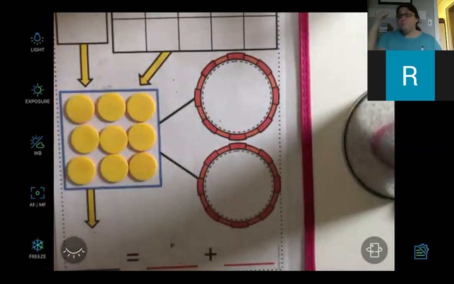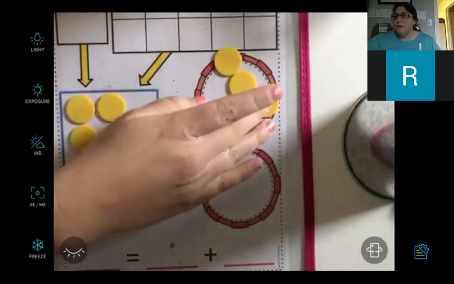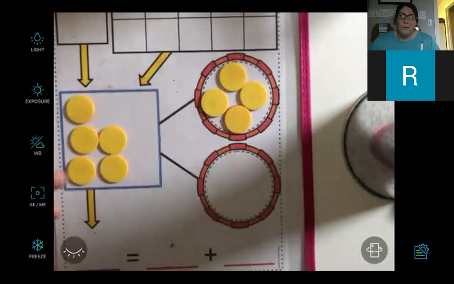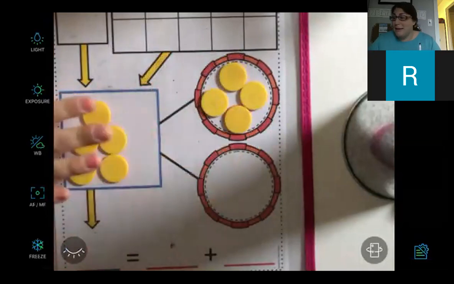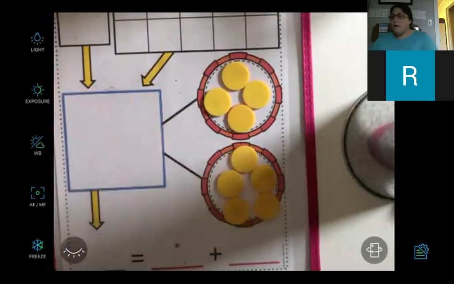So now let's try to see how we could break apart 9. So I'm going to take my first group right here. I'm going to put 3 over here. Maybe 4. That's one way. There's so many different options. That's why I like this. And then I'm going to move 5 over here.